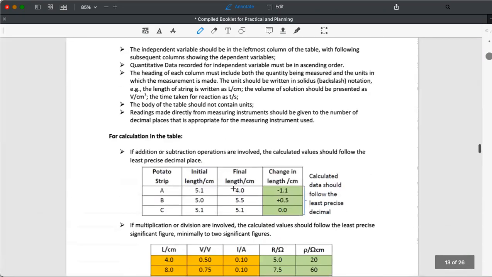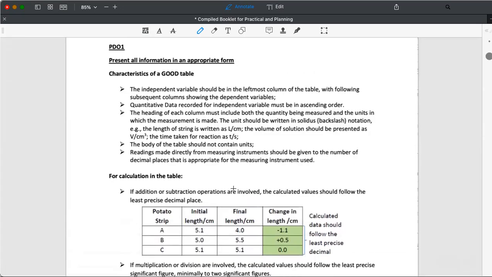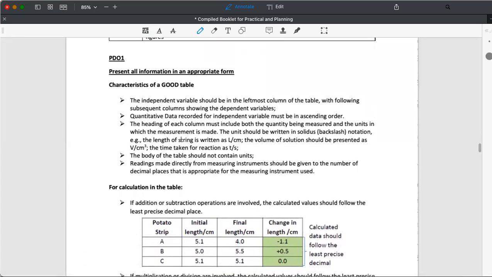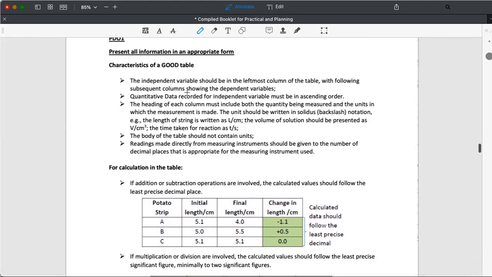Then we move on to presentation of data. So what do you mean by a good table? The independent variable should always be in the leftmost column of the table, with the subsequent columns showing the dependent variable and the derived quantity, meaning the calculated value. And normally for the graph, you will use the calculated value as one of the axes, not the dependent variable normally.